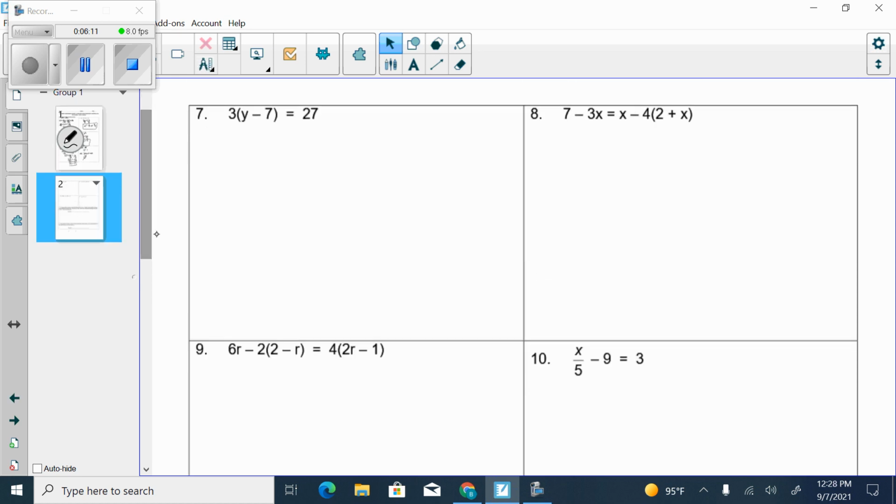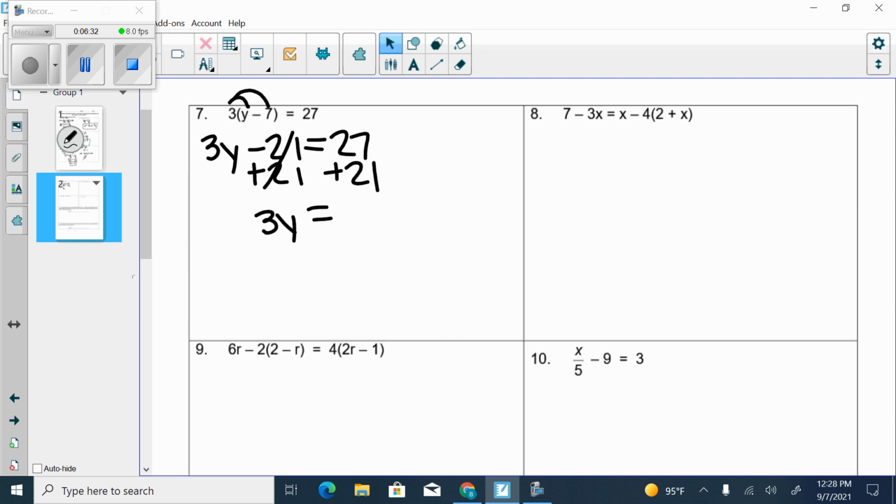On the back. What am I doing on number 7? Distributing. Good. So what do we end up with? Very good. Then what should we do? Add. So 3y equals, good. And then, so y equals, very good.